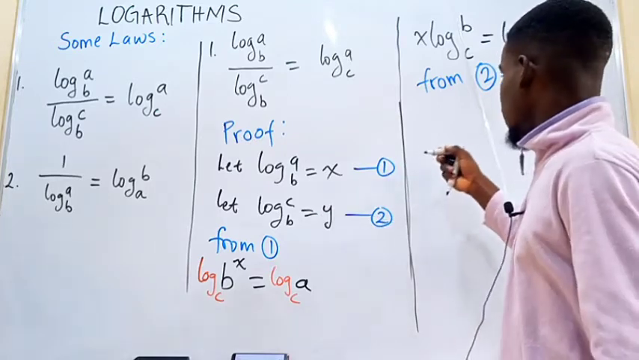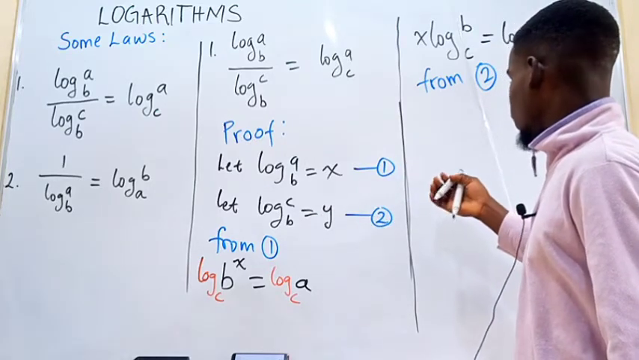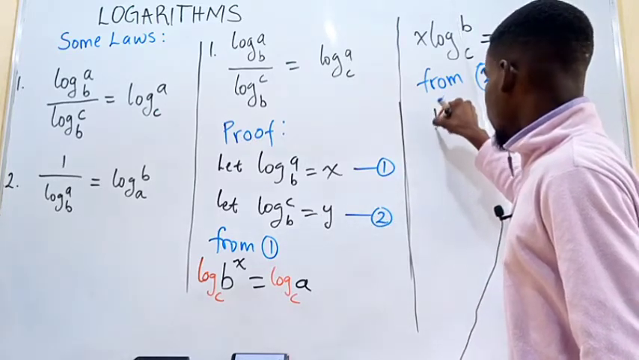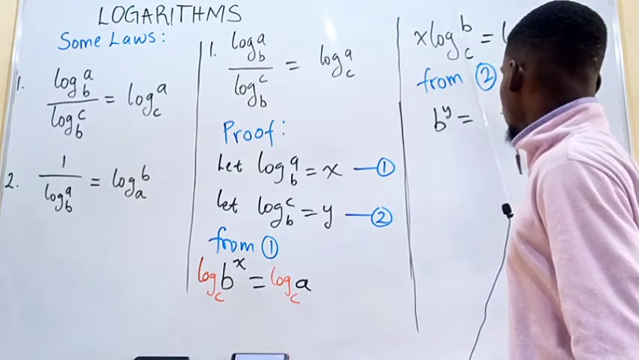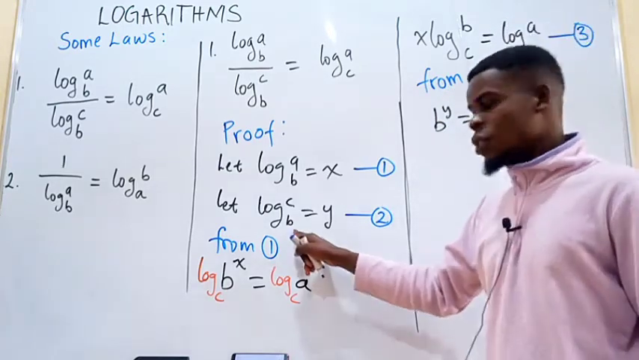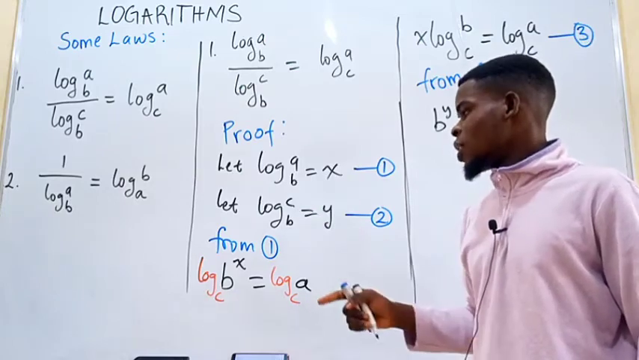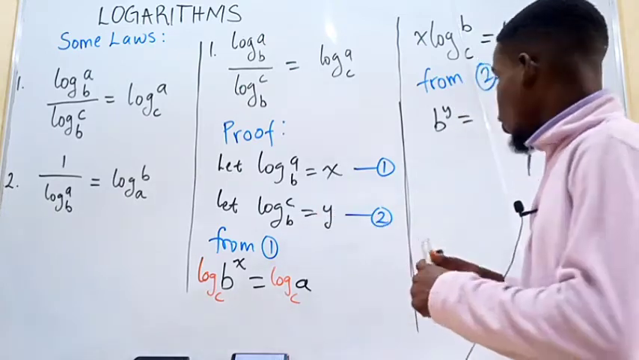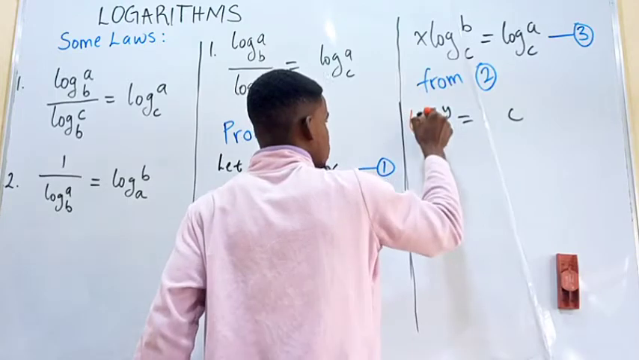from this c, we can see that we're going to have, let me just put it down, b to the power of y is going to be c. That is, b to the power of y is going to be c. So I will say let's go ahead and take the logarithm of base c to both sides.